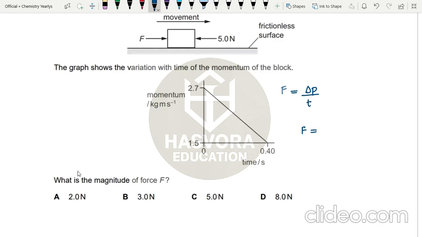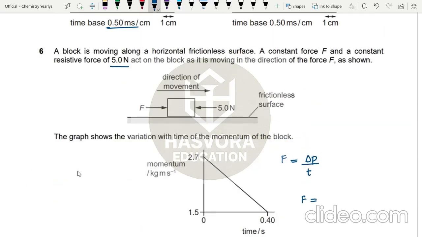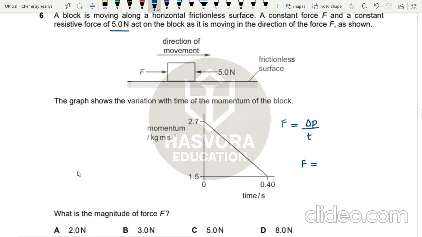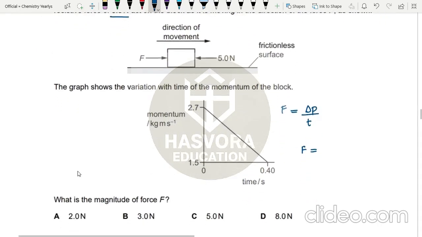They have given you actually the momentum, so no need for the mass. This is the final momentum. This is the initial momentum. Be careful, this is not 0, this is 1.5. So final minus initial, 1.5 minus 2.7. This will be negative because the momentum is decreasing. So this will become 0.4. The answer will be 5 Newton.